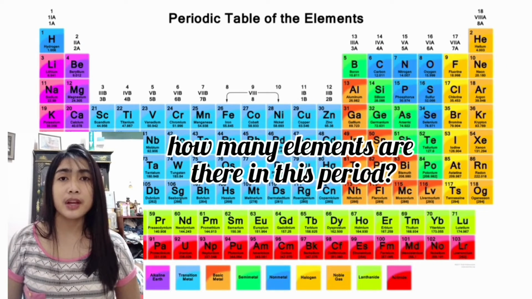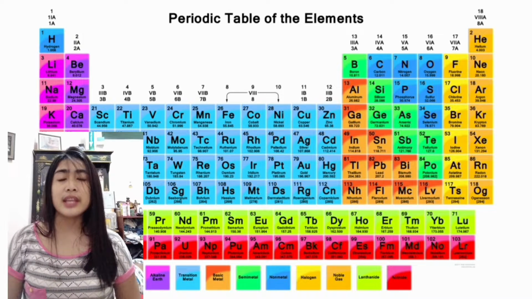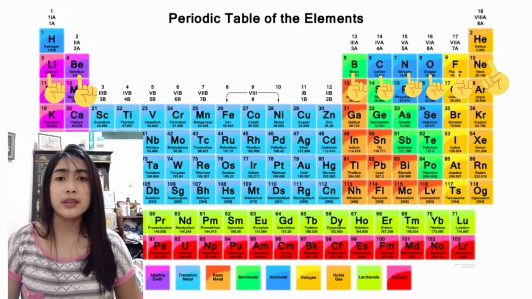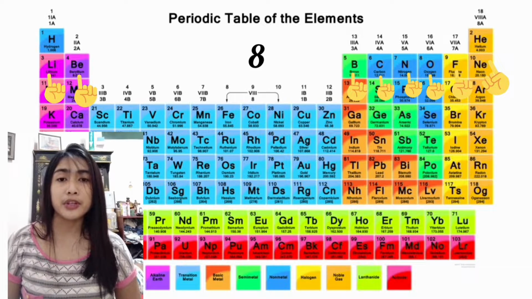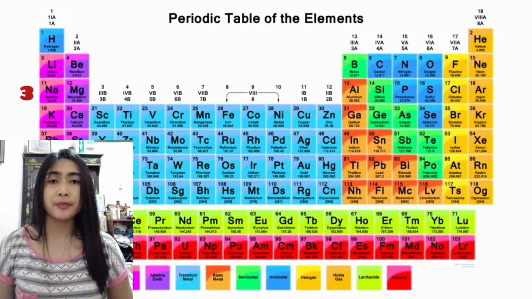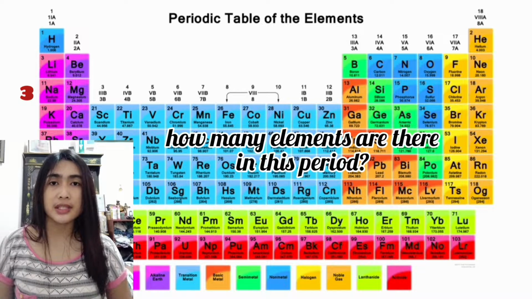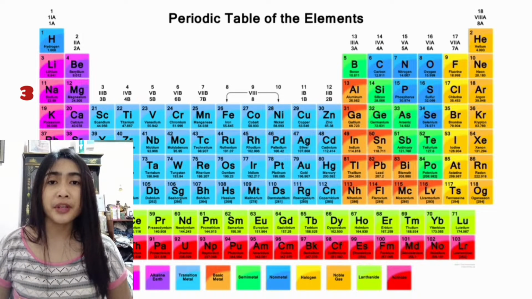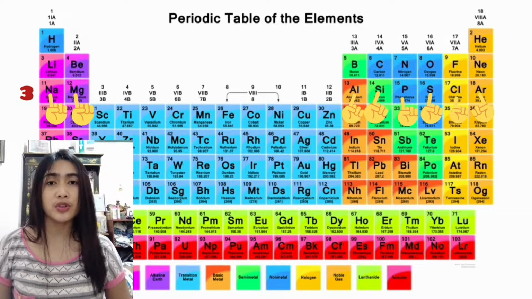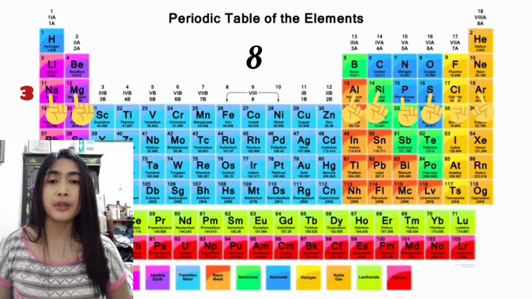How many elements are there in this period? So in the second period, it starts with lithium or Li and it ends with neon or Ne. So there are 8 elements in the second period. The third period begins with sodium and ends with argon. How many elements are there in this period? In period 3, it starts with sodium or Na and it ends with argon or Ar. So there are 8 elements in the period 3.